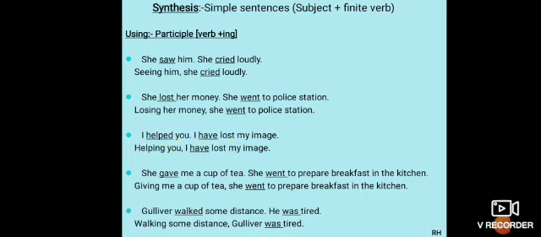Fine. So helped you will change to helping, and again I and I is common, so I'll cut this verb and I'll be only using this I. So it is helping you, full stop you have to change to comma.